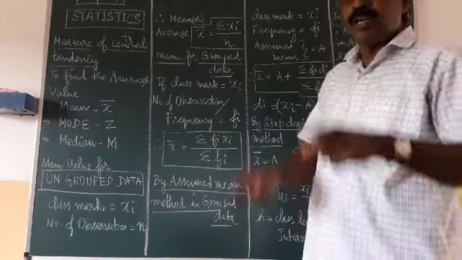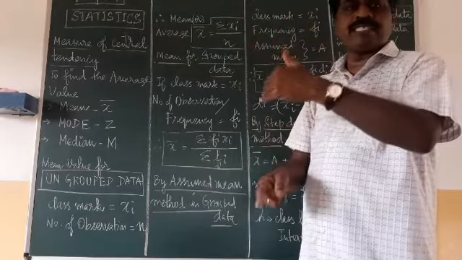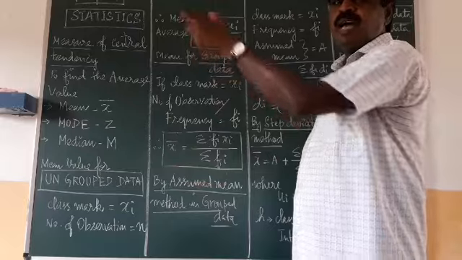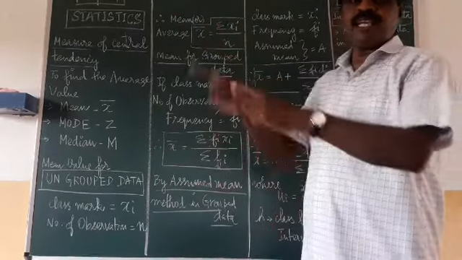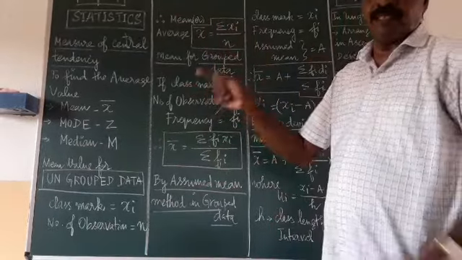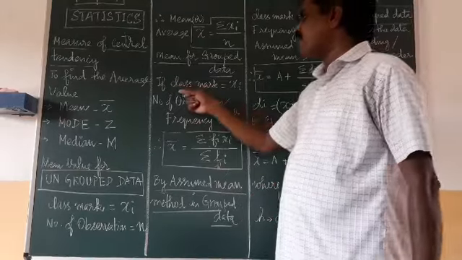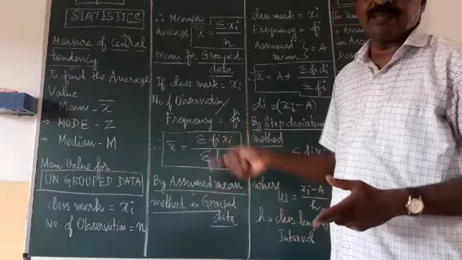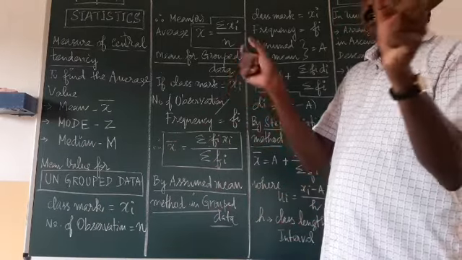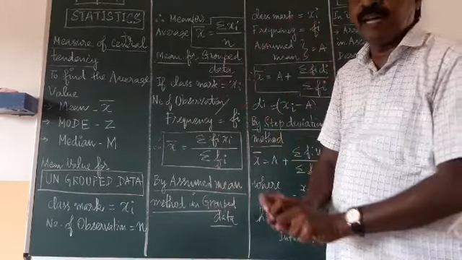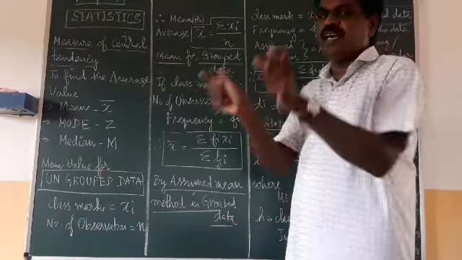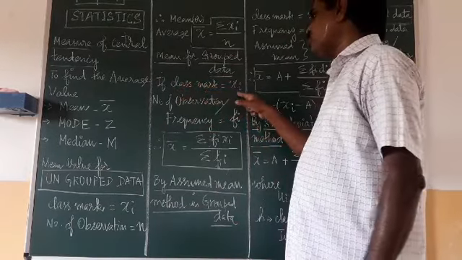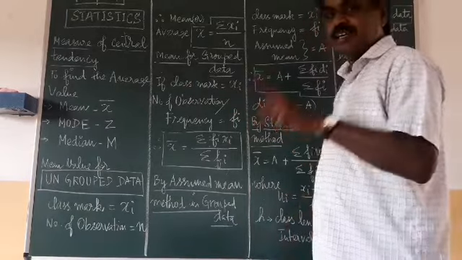Grouped data means you will be having class intervals. Previously you studied the class column, the frequency column, and the multiplication column fi xi, frequency into class mark. Same thing here: the class mark is taken as the xi value. What is the class mark? Add the upper limit and lower limit and divide by 2. That gives the average value of the grouped data, the xi value.